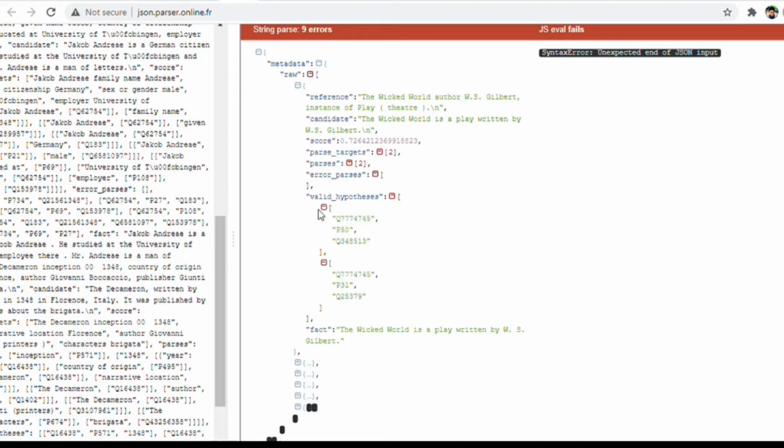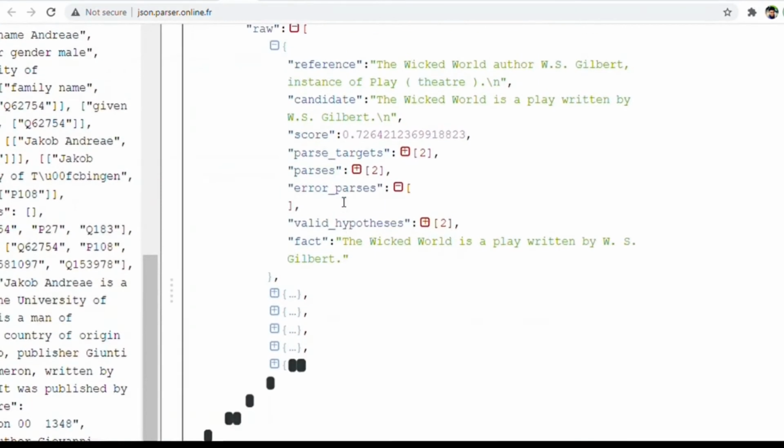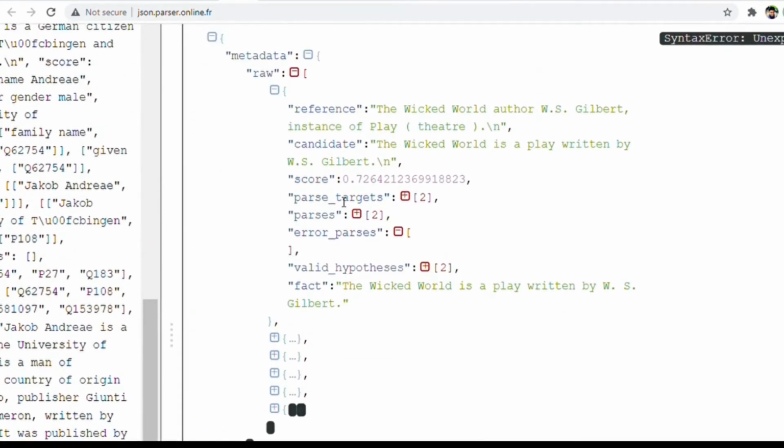Now let's check it out. For right now we can focus on facts, past targets, parses, and valid hypothesis. Let me zoom it out. Okay, so the facts, the past targets, the parses, and the valid hypothesis. So what are the facts? Facts are just information which is stored in the databases. It contains the raw schemaless information that we will get later.